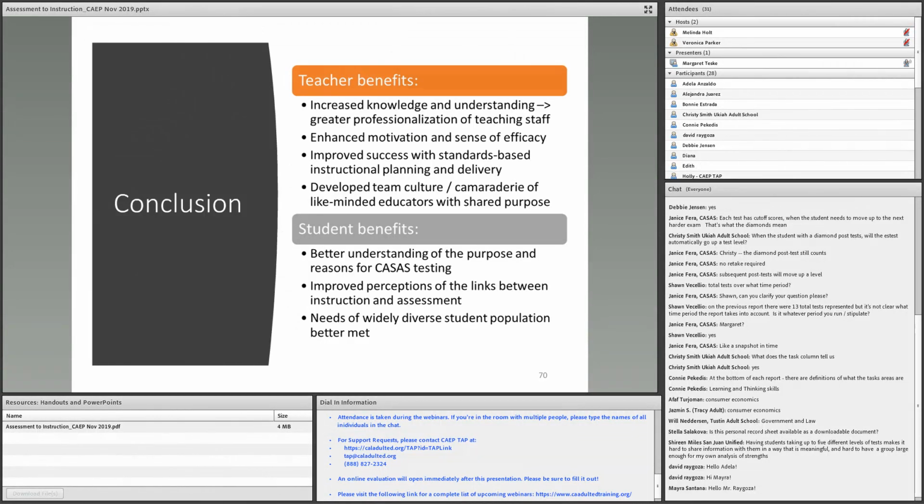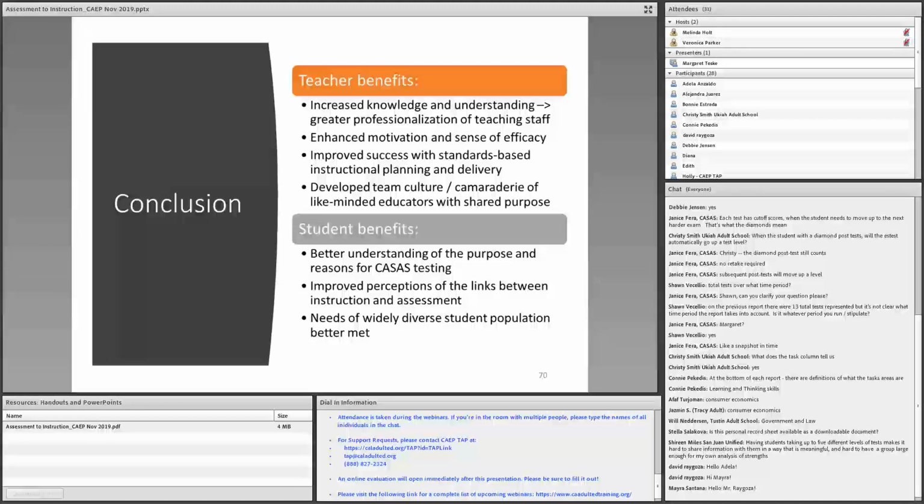Teacher benefits: increased knowledge and understanding, greater professionalization, enhanced motivation. They improve success with standards-based instructional planning and delivery. They've developed a team culture and bonding so that they can share lessons with each other. That will help the students.